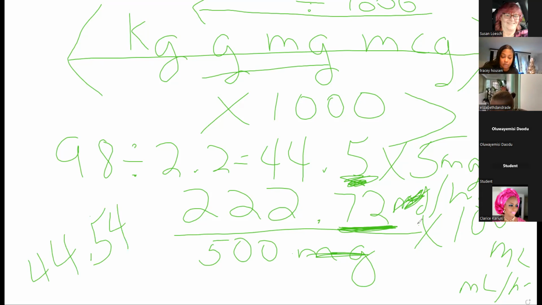44.54. Again, it's infinity, it's running on, but you're going to round it to the nearest tenth. So that would give you 44.5 milliliters per hour.